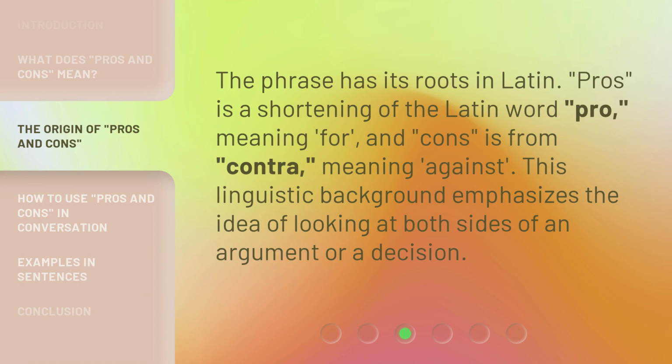The phrase has its roots in Latin. Pros is a shortening of the Latin word pro, meaning for, and cons is from contra, meaning against. This linguistic background emphasizes the idea of looking at both sides of an argument or a decision.